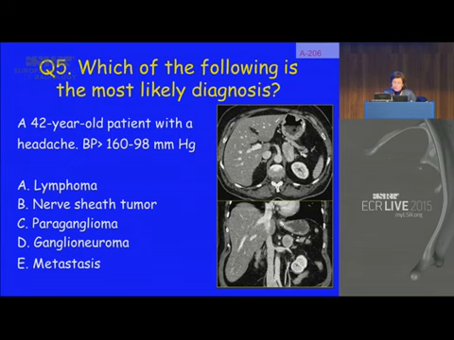I have a question for you. Which of the following is the most likely diagnosis? It's this patient who was a 42-year-old patient with a headache and hypertension. A, lymphoma. B, nerve sheath tumor. C, paraganglioma. D, ganglioneuroma. E, metastasis. Please vote.